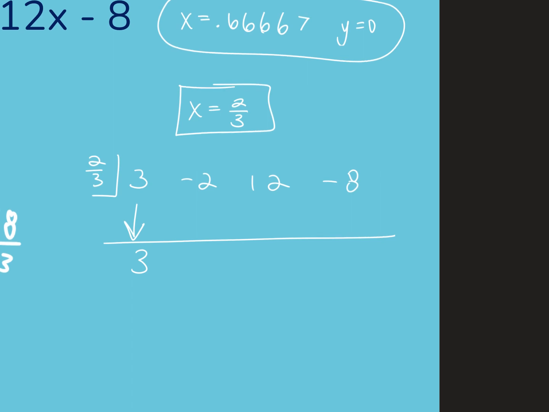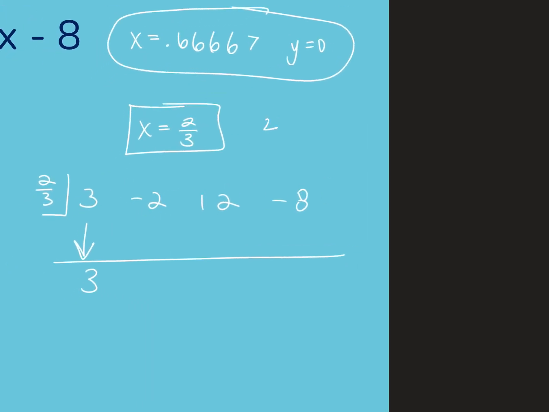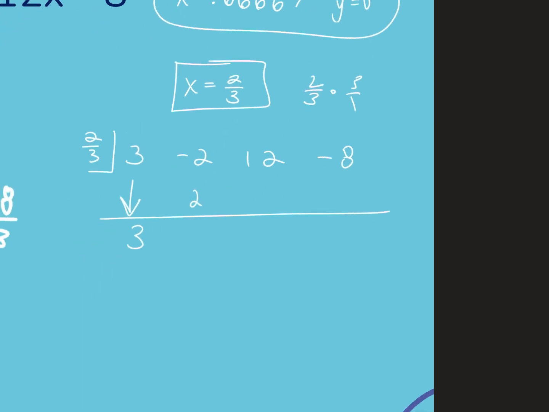Bring down the 3. What's 2/3 times 3? What does that equal? 2. -2 plus 2 is 0. 0 times 2/3 is 0. 12 plus 0 is 12. 12 times 2/3 is 8. What's negative 8 and positive 8? 0. Okay, so our remainder is 0. You just proved that x equals 2/3 is one of my answers.